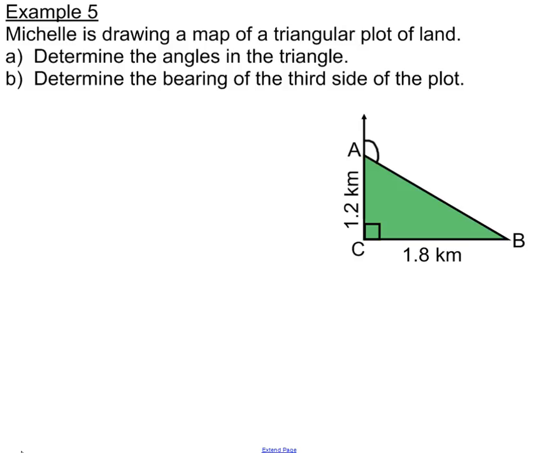There's two things we have to find. One is the angles in the triangle, both angles that are not known, and the bearing of the third side of the plot, which is shown here, kind of a little bit hard to see exactly where that is. But if you know that one side of the plot of land is due north, then we would be able to say that the line connecting vertices A and B would be a bearing. Okay, so this is what we need to solve for, this angle here.